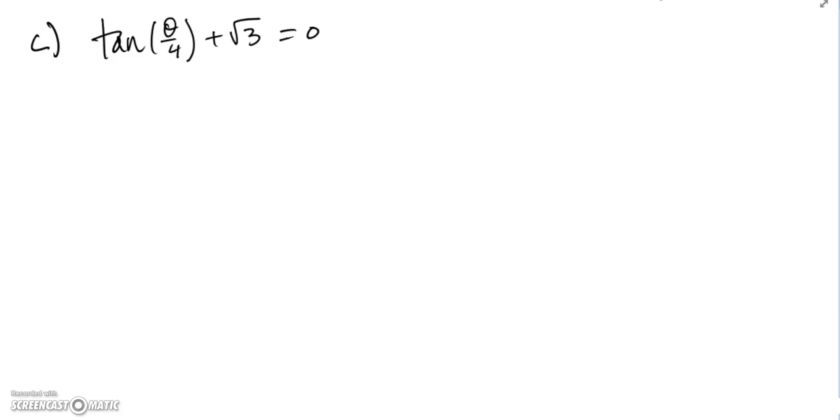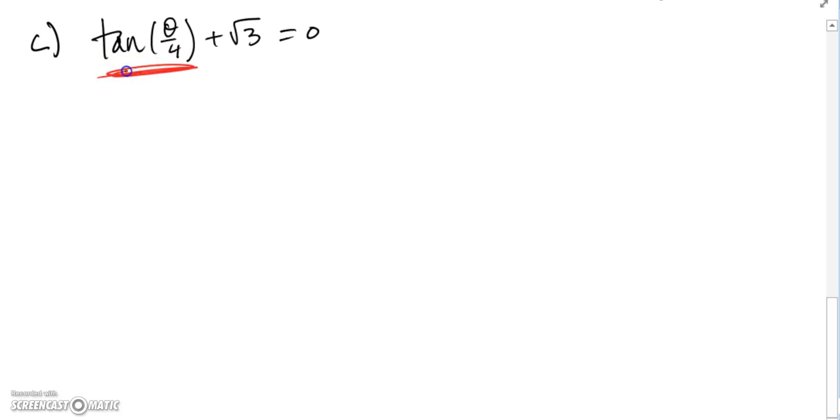Okay, let's look at one more. So we have a trig function, tangent of something. I have my eye on tangent of theta over 4, and I'm going to isolate that trig function of theta. So tangent of theta over 4 is going to be equal to negative root 3. This is what I have my eye on, and I want to unlock it.